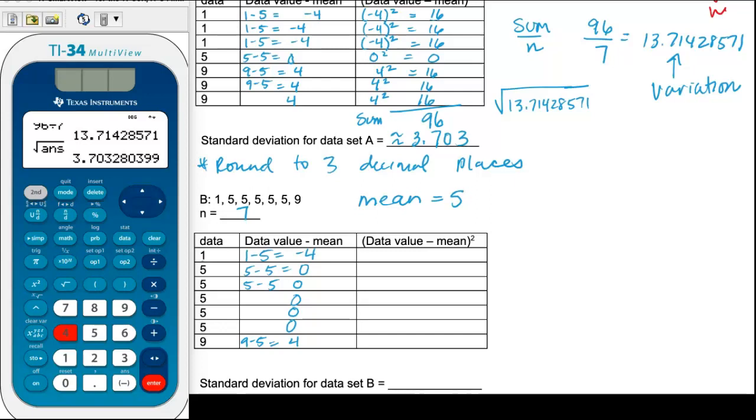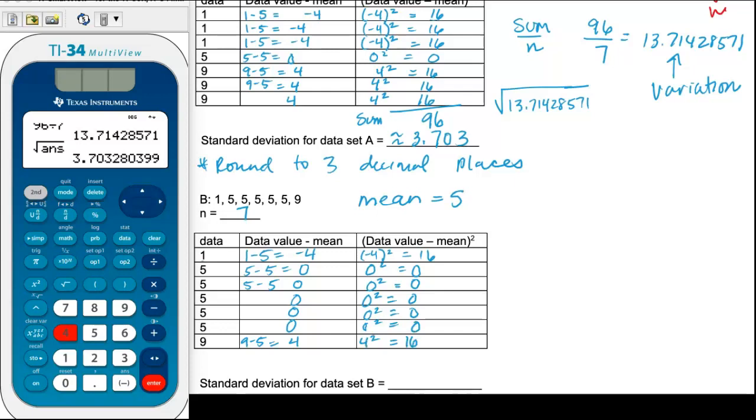And then I'm going to take these answers and I'm going to square them. So -4 squared is 16. 0 squared is 0. 0 squared is 0. So these are all going to be 0. And then 4 squared is 16.